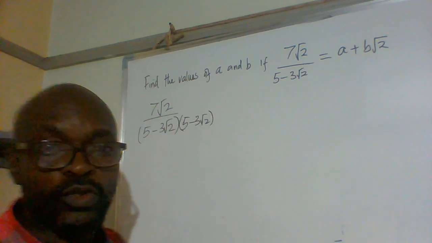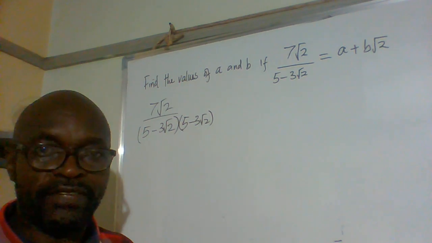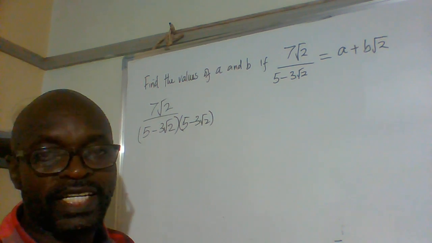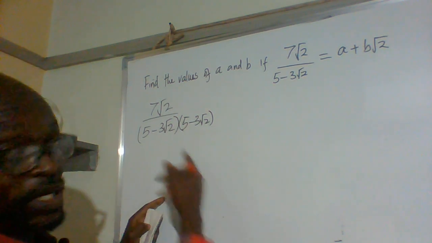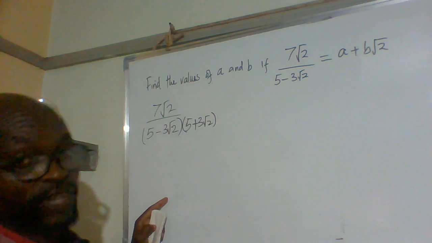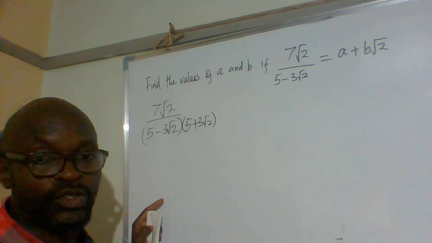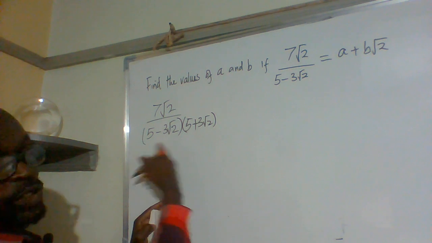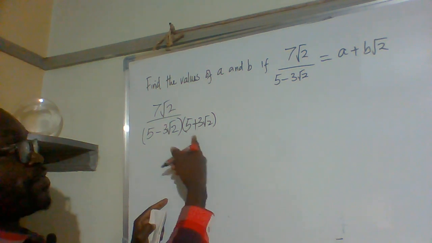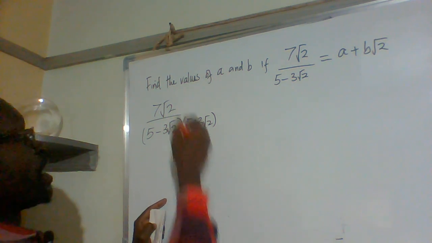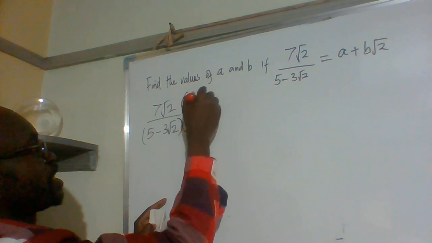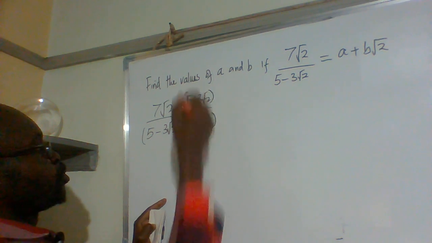Now, because we don't want to change the meaning of this fraction, what is done in the denominator must also be done in the numerator. So we are multiplying by 5 plus 3 root 2, the conjugate of 5 minus 3 root 2, which we had originally. Now we multiply the numerator by the same, 5 plus 3 root 2.